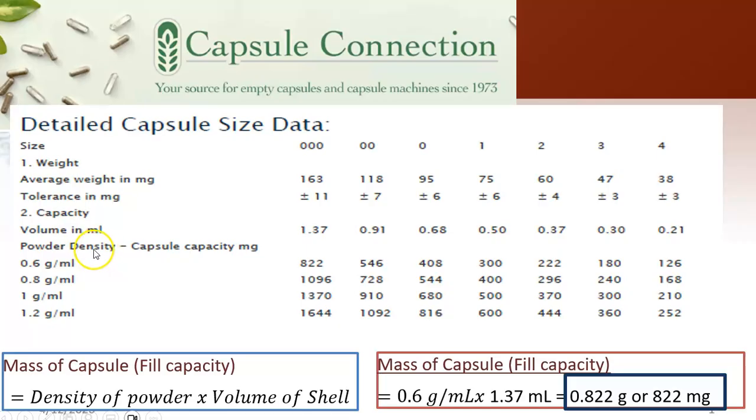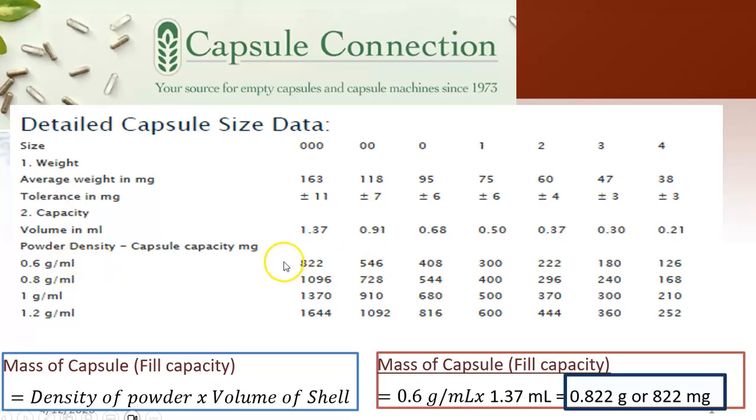But let's look at it. For a powder with a given density, let's see how the equation plays out. The very first powder, the density is 0.6 gram per mL. How do you think they got this 822 milligram for the fill capacity? Density is equal to mass over volume. So if you want to find the mass, the density of the powder, 0.6, times the capacity of the shell, 1.37, and that's how you solve for the 822 milligram. You can feel free to play with the equation and arrive at the remaining information.